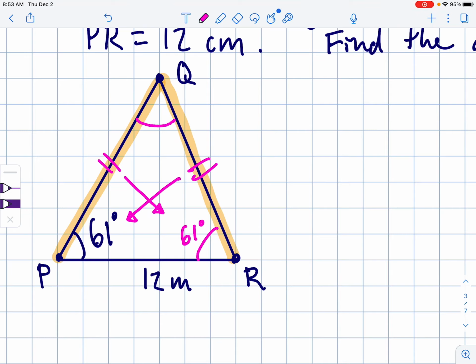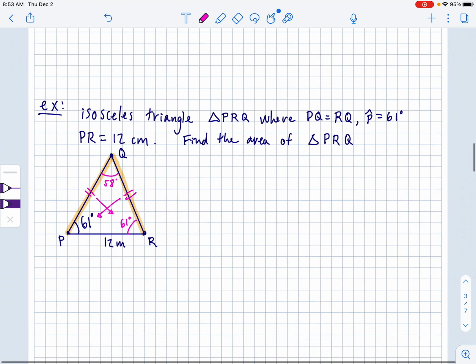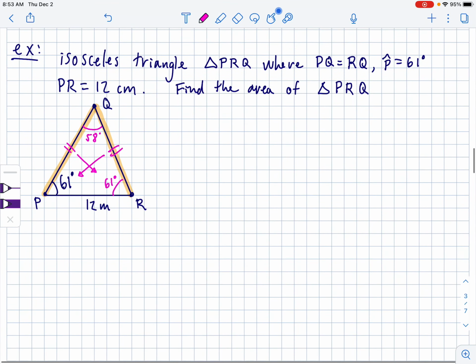Now this angle up top, if we subtract both of those 61 degrees off of 180, we can figure out that top angle is 58 degrees. Now, we still don't have an angle sandwich to be able to find the area, but don't forget all the rules that we've already done. We have law of sines in our pocket, and now that we know this angle and this side, we can use that to find either of these sides. So let's find side QR.